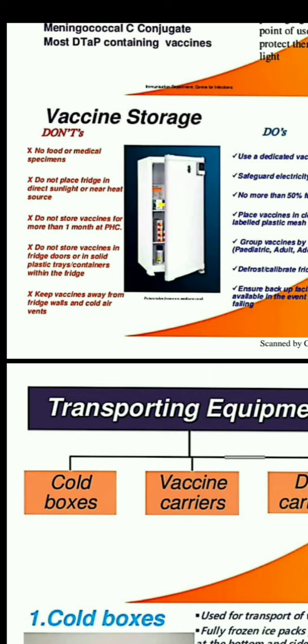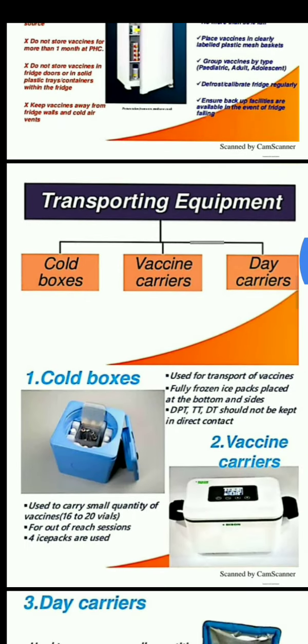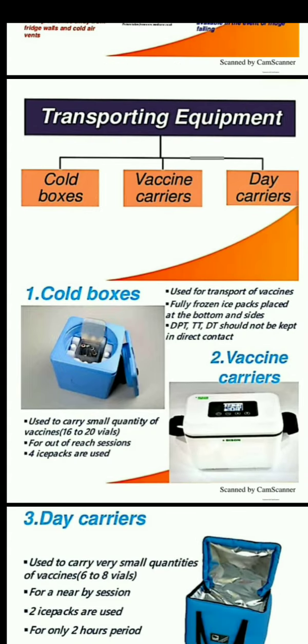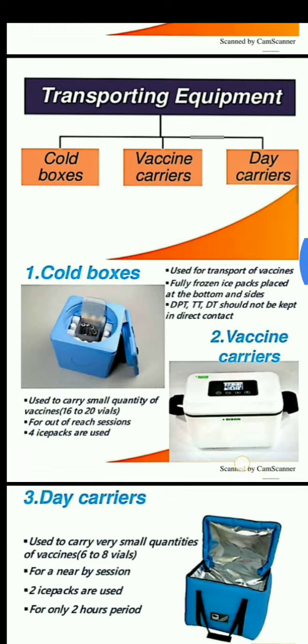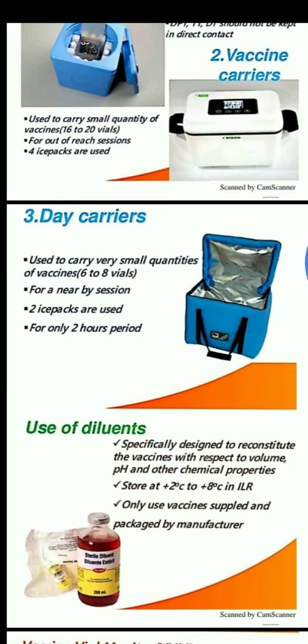Transporting equipment includes cold boxes, vaccine carriers, and day carriers. Cold boxes are used for transport of vaccine. Fully frozen ice packs are placed at the bottom and sides, as you can see in the picture. DPT, TT, and DT should not be kept in direct contact. The vaccine carrier is used to carry a small quantity of vaccine, 16 to 20 vials. For an out of reach session, 4 ice packs are used. Day carriers are used to carry very small quantities of vaccines, 6 to 8 vials. For a nearby session, 2 ice packs are used for only a 2 hour period.